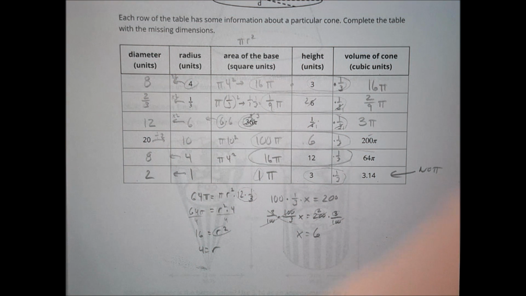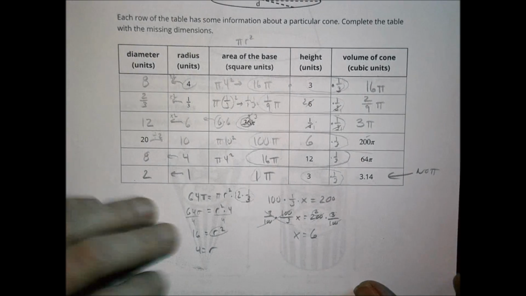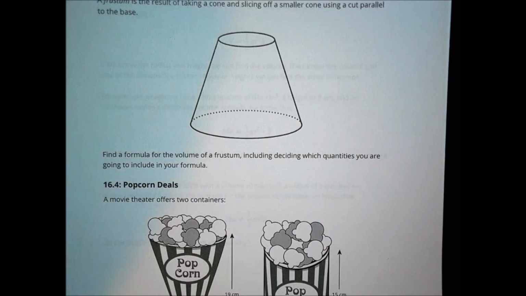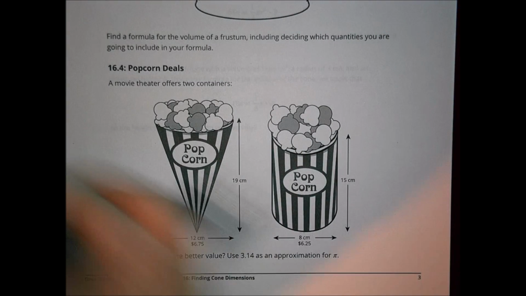Okay, so a lot of computation there to do that. I'm sure we'll see more of it later on. And that's it for that part right there. Let's take a look at the next page. I'm going to go ahead and skip the Are You Ready for More for now. Okay, and we're going to go to our last one here, the popcorn deals.